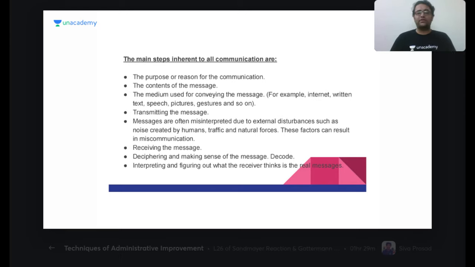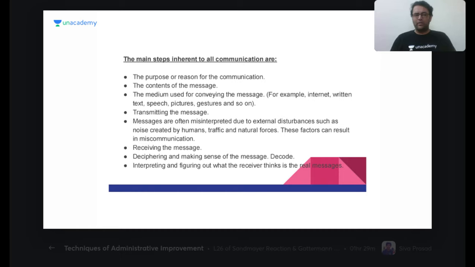The medium used for conveying the message, for example, internet, written text, speech, pictures, gestures, and so on. Now, what is the medium we are currently using? We are currently using the Unacademy platform for the purpose of our communication. And that is what we need to be sure about. What is the medium? The medium could also be internet. It could be internet chats. It could be emails. It could be talking on the phone. It could be pictures, gestures, and so on.